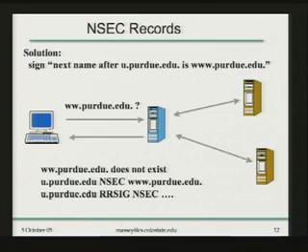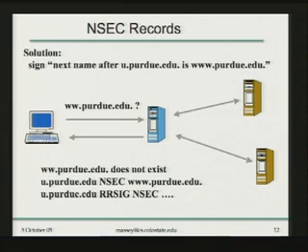Exactly n queries, right? I will query for purdue.edu. It will tell me, here's purdue.edu. The next record is a.purdue.edu. Now I'll ask for the NSEC record for A. I'll say, give me the A NSEC record. It'll say, the next name after A is C. The next name after C is D. And I've exactly enumerated the zone file.